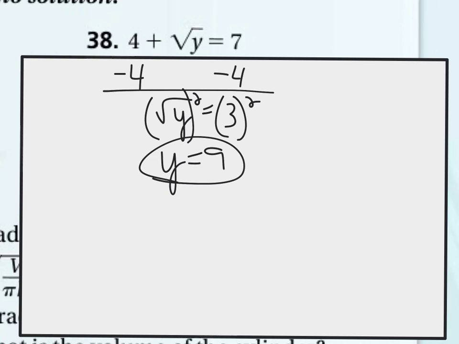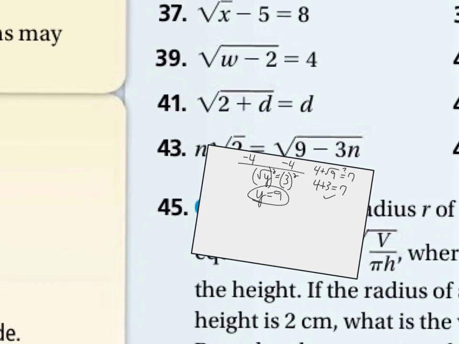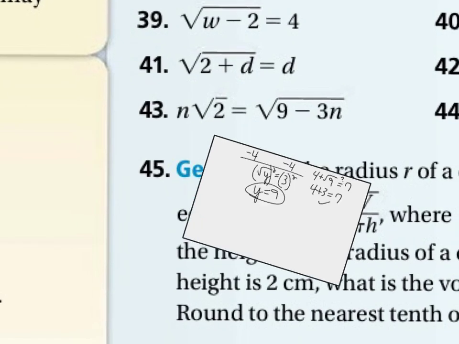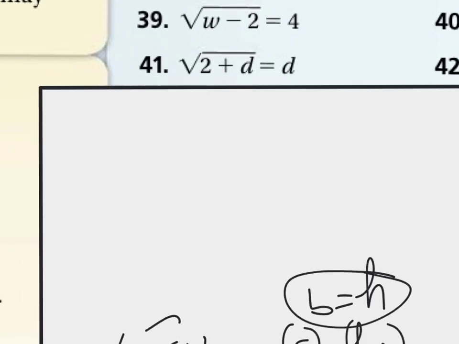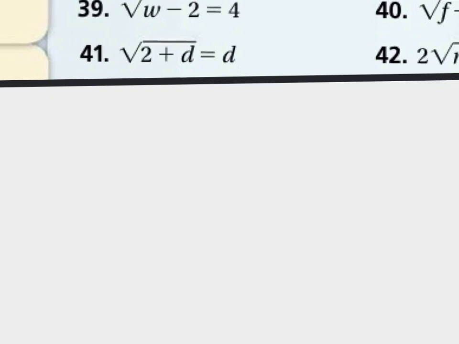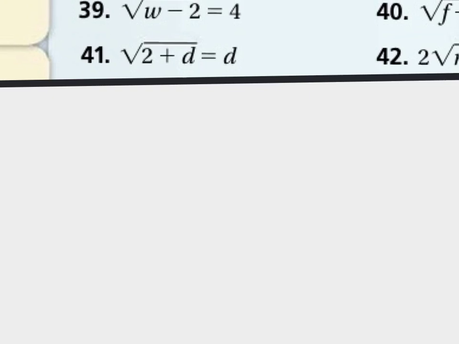And it's always a good idea to check your answer and make sure it works. Square root of 9 is 3. 4 plus 3 is 7, so that works. We go over to number 41. The radical is already isolated on this one, so we can go ahead and square both sides.